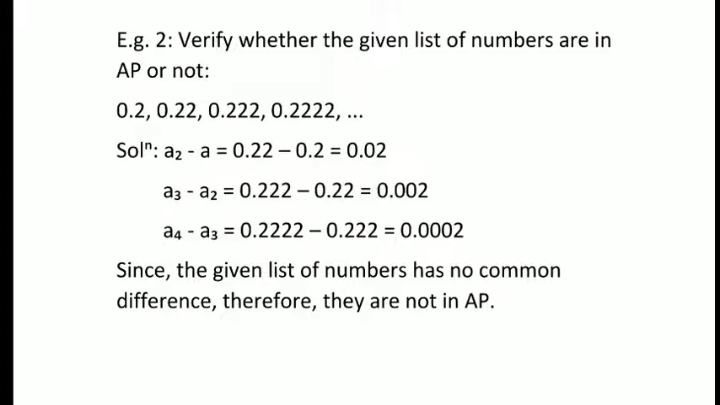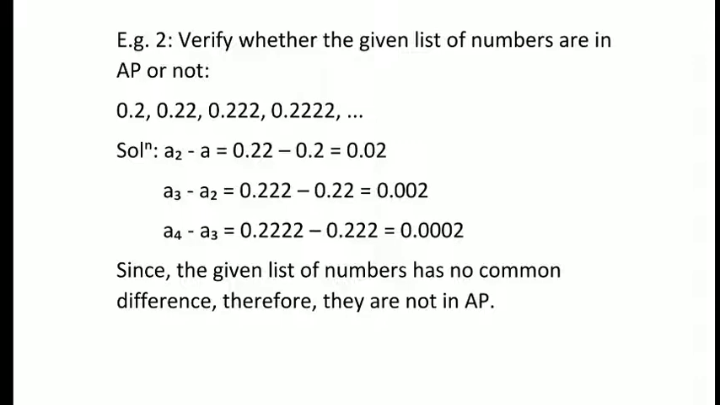The given list of numbers is 0.2, 0.22, 0.222 and 0.2222. So come to the solution now. Let us check whether the given list of numbers, where only the first 4 terms are given, is in AP or not. It is not stated whether it is an AP, so we have to check and verify.